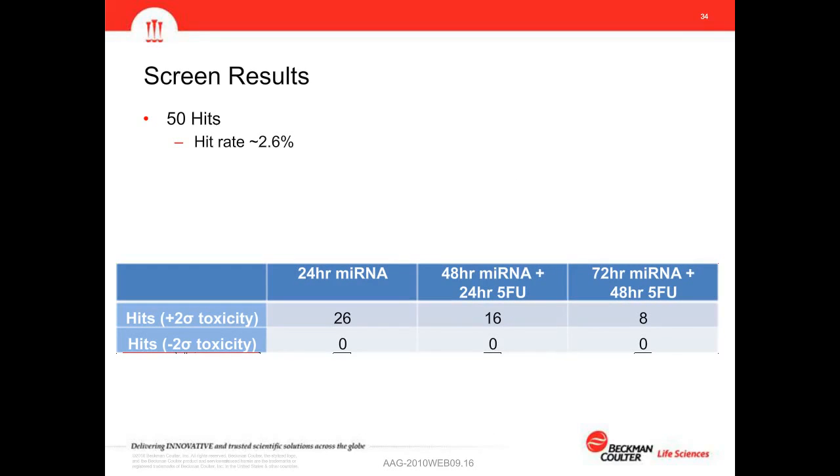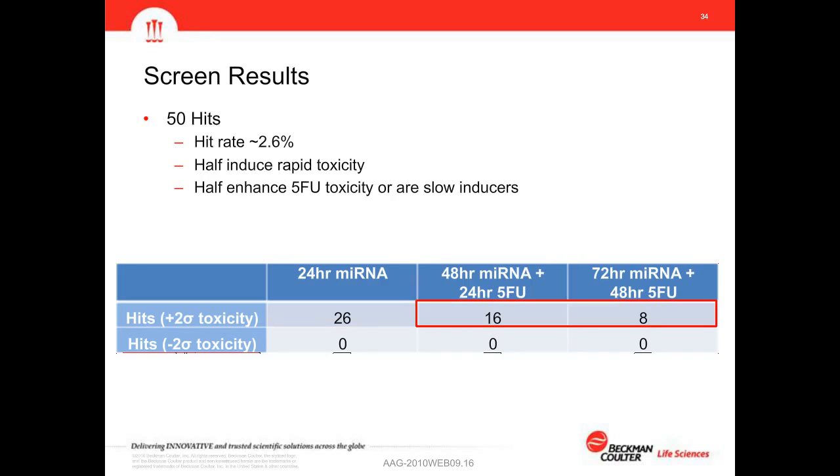So what did it all come out to? Well, out of our 1,920 microRNAs that we tested, we came out with about 50 hits for a hit rate of about 2.6%. These hits really broke down into about half of them inducing rapid toxicity unto themselves. So overexpressing 26 microRNAs was sufficient to induce significant toxicity by itself. The remaining 24 are either microRNAs that can enhance 5-fluorouracil toxicity, or are possibly just slowly inducing toxicity and needed 48 or 72 hours to actually show their effect.